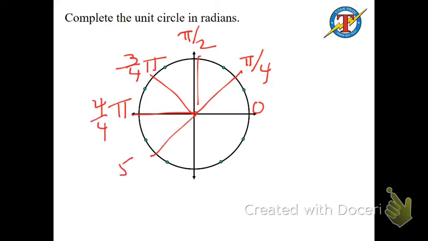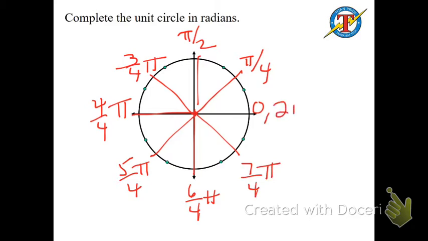Keep going. This is 5/4, 6/4, 7/4, and 8/4 is the same as 2 pi. So for the 45-degree increments, try to ignore those green dots, just look at the red parts. Count by fourths because it's 4 equal pieces of pizza, okay? So it's 1/4, 2/4, 3/4, 4/4, 5/4, 6/4, 7/4, 8/4.